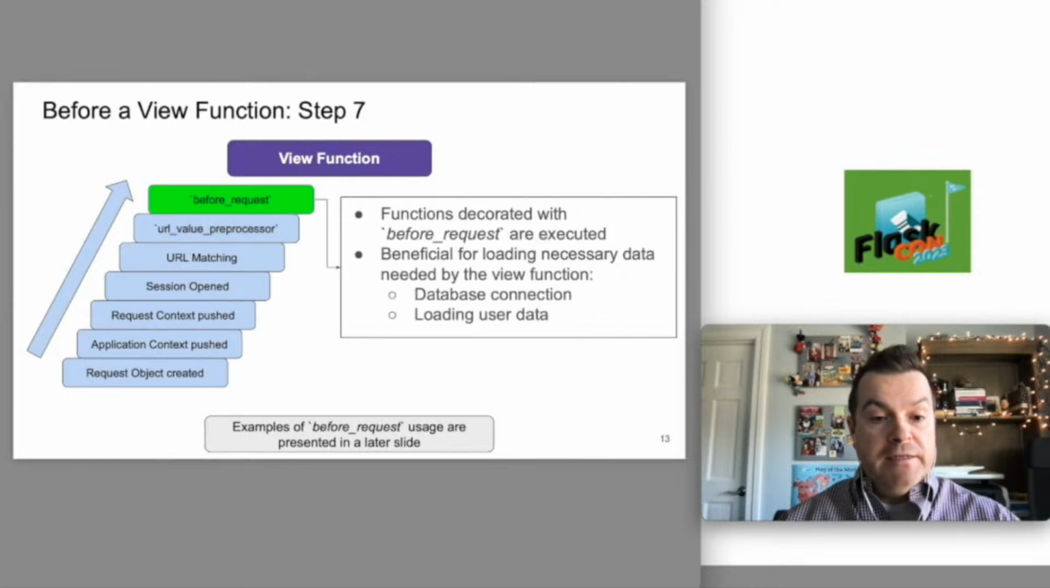All right, now the last step before the view function is executed is calling any functions decorated with the before request decorator. This is really beneficial for loading any data that's going to be needed by the view function. So this could be establishing a database connection. This could be loading any user data that you may need for your view functions. And again, I'll get into a couple of examples of how to use this decorator later in the presentation. Okay, so now with that, everything's been prepared and the view function gets executed if there's been no exceptions generated up to this point.